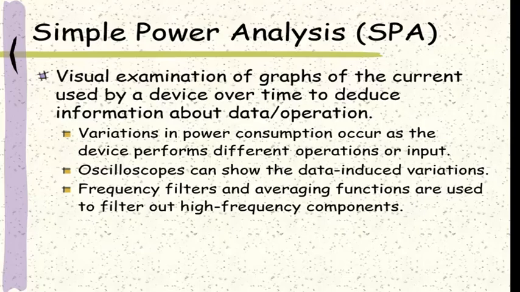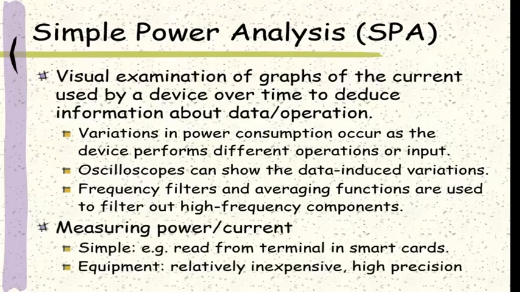This is based on the fact that the system will consume a different amount of power when performing different operations, or the same operation with different input data. The power and current traces can be obtained by oscilloscopes; high-frequency components that do not reflect the data-induced power variations can also be filtered out.